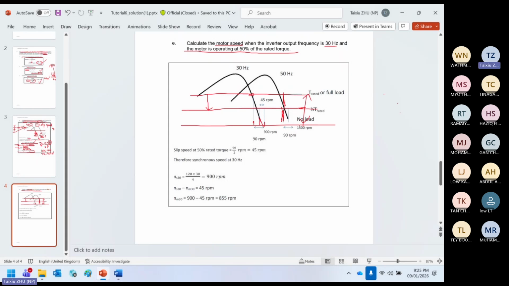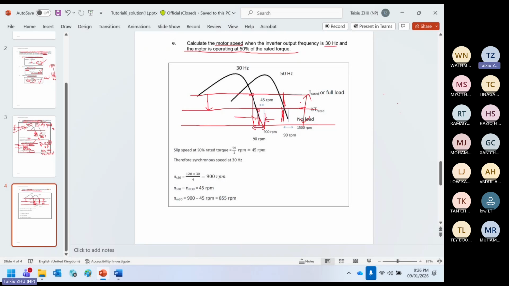Now this is very critical. You remember? If your torque remains constant, from here to here, how much is it? Is it 90? Yes, right. Yes, 90. But now your torque has been lowered down by 50%. That means you lower down to here. So now actually the 50% is here. So the question is this. Then how much is the speed between here and here?